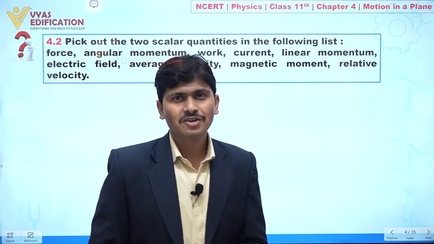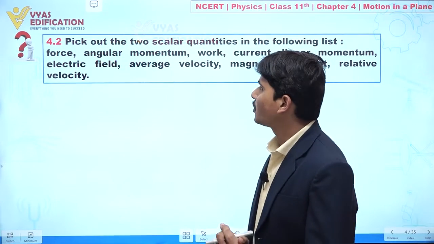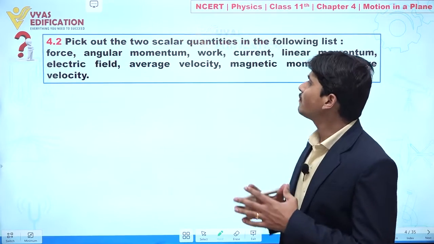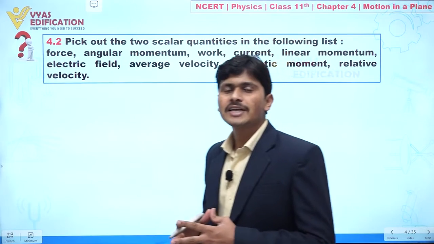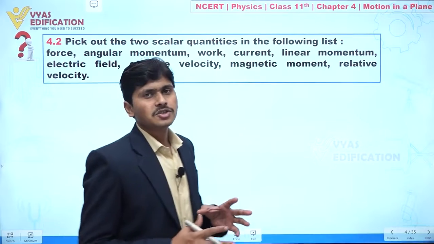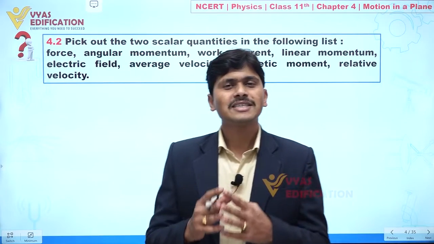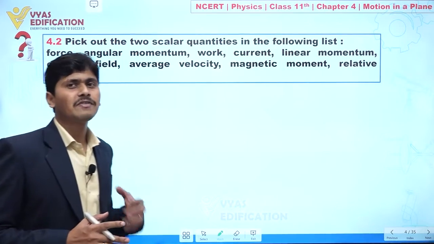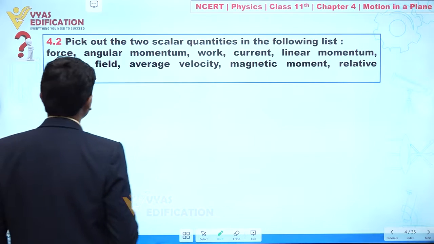Now dear student, we are going to discuss question number 4.2, and in this question we have to pick two scalar quantities out of the physical quantities provided here. Clear? So now let us try to understand each physical quantity one by one. Clear? So concentrate on the screen.